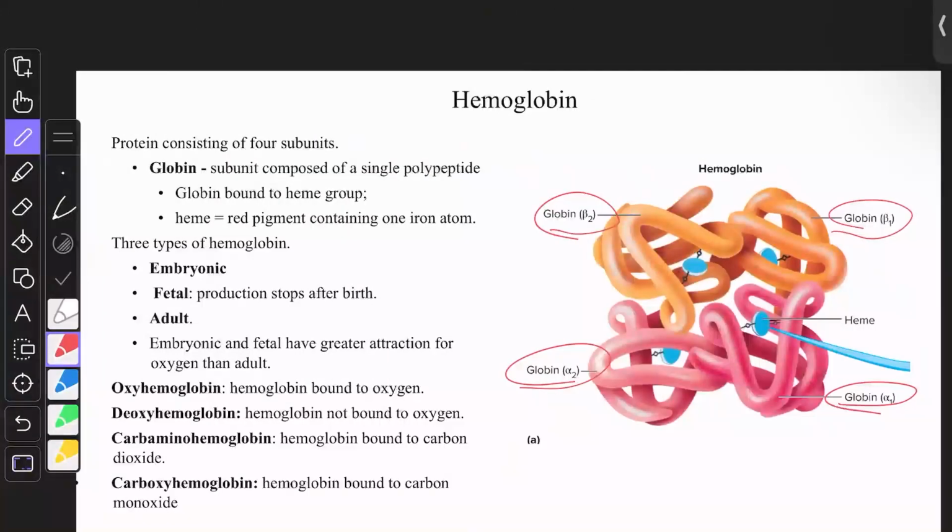Now, in humans, there are 3 different kinds of hemoglobin. Why? First of all, what are they? We should be able to tell that easy. And why are there 3 different kinds?